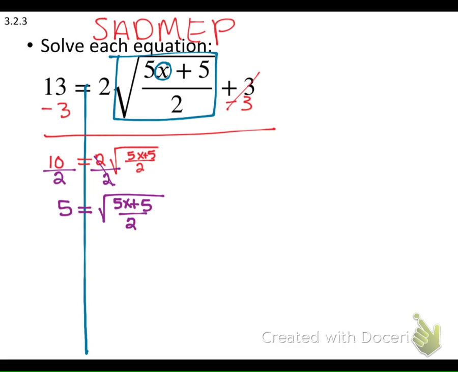Okay, is my square root by itself now? Yes, finally. If my square root is by itself, I'm ready to do what? Square. So what you're going to do is square the left side, and then on the right side, square that too.